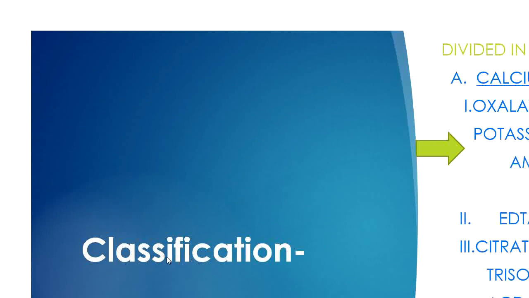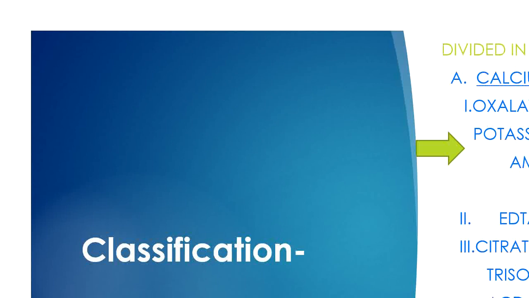Anticoagulants classification. There are two main groups. One is the calcium chelators, which bind the calcium, and the second one is the natural anticoagulants. So first we see the calcium chelators. Calcium chelators contain three groups: first oxalate, second EDTA, third one is citrate.